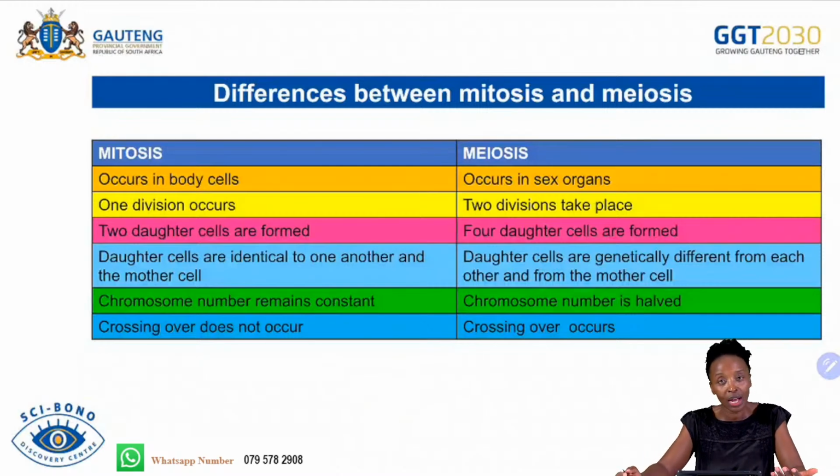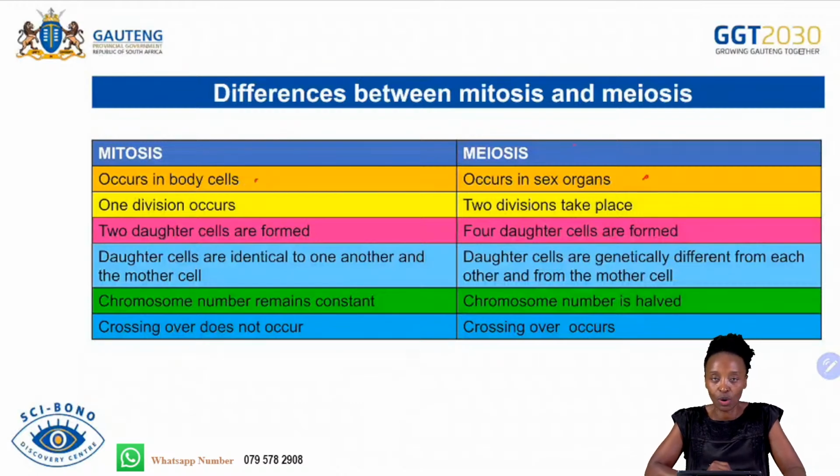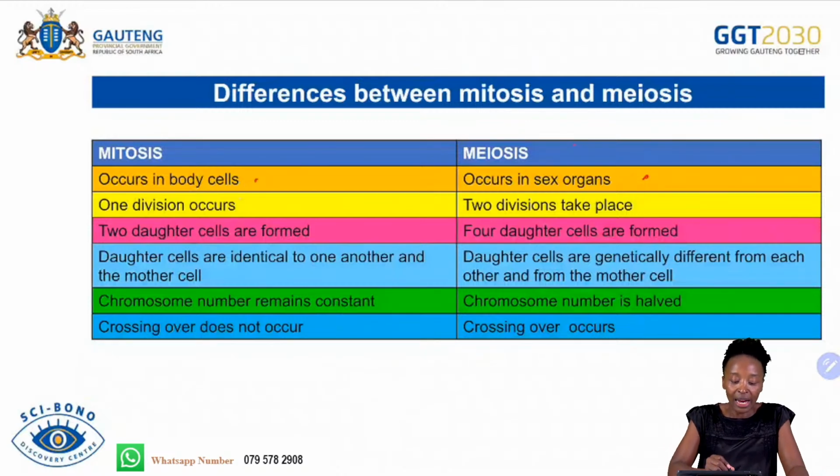What do you do as a grade 12 learner? You draw your table, you write your headings. We have our headings here, mitosis, meiosis. So what are the differences? Mitosis occurs in all the body cells, whereas meiosis, it takes place where? In the sex organs, because it results in the formation of what? Of gametes.